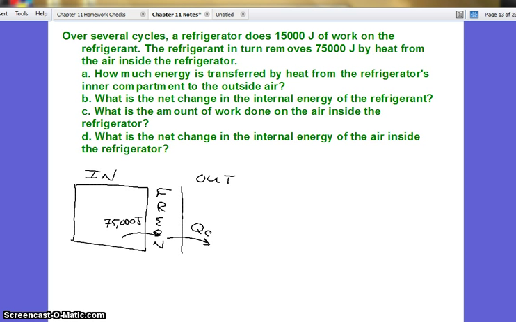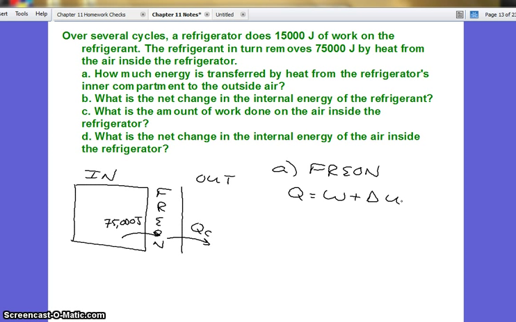What we want to figure out is how much heat is transferred to the outside. So what is our QC? For letter A, our system is the Freon. So we always want to be wary of what our system is. We have heat added to the Freon, and we want to know how much heat is removed from the Freon. We go to our first law of thermodynamics: Q is equal to W plus delta U. And so we need to know what our values are.